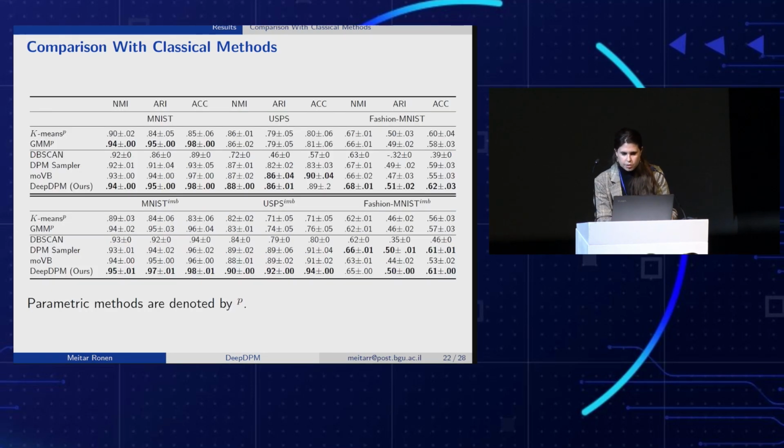So we did the comparisons on three datasets. On the upper row, it's the balanced version, and the bottom one is an imbalanced version of it. You can see that our method dominates most of the metrics, but what is interesting and cool to see here is that our method is equal or better than the GMM, where the GMM had the advantage of knowing the right number of clusters. It was given the GT number of classes, and also, our method is trying to resemble what the GMM is learning. So this is a cool result.